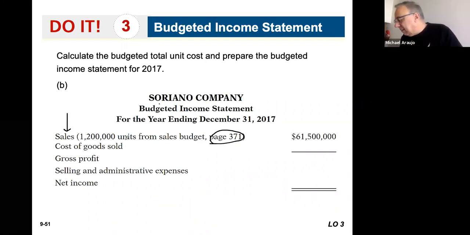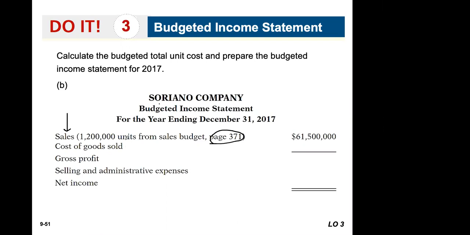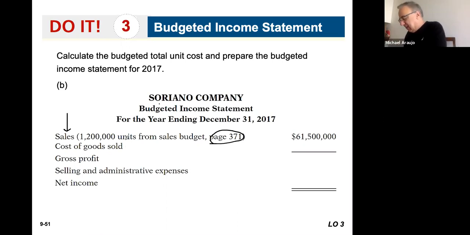at a, what was the price? I don't remember off the top of my head. Actually, let me just go back a few pages. $50 per unit. Thank you very much. Yes, exactly. $50 per unit, except the last quarter was 55. Okay, that's right. So except the fourth quarter was 55. So that totaled $61,500,000. That's on page 371 in the Do It exercise that's done for you.